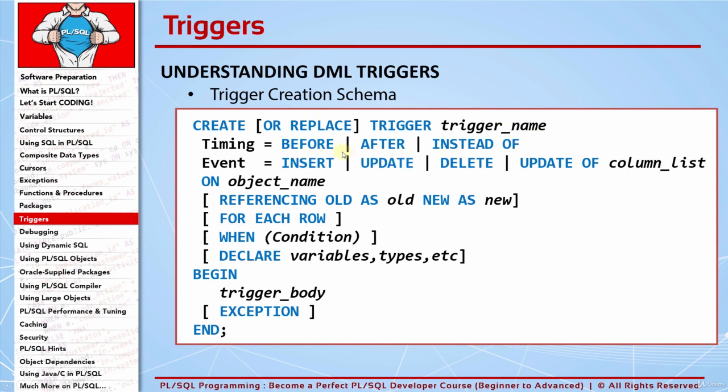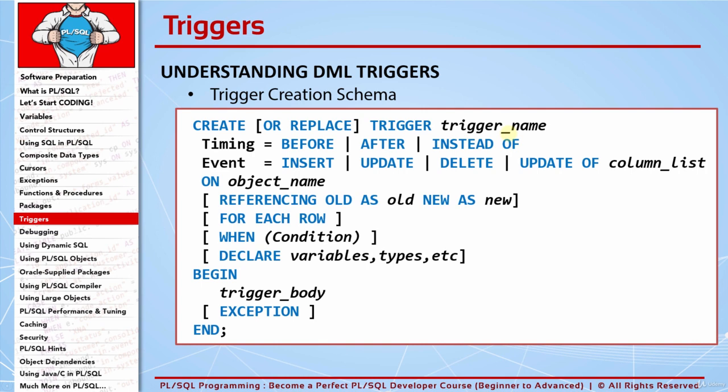If we select before, the trigger will be fired right before the specified DML event. For example, if we are making an update, this trigger will be executed right before that update statement. If we select after, the trigger will be fired after the execution of that specific update. If you select the instead of option, this time the trigger will be executed instead of that update. We will see that in more detail in the further lectures.